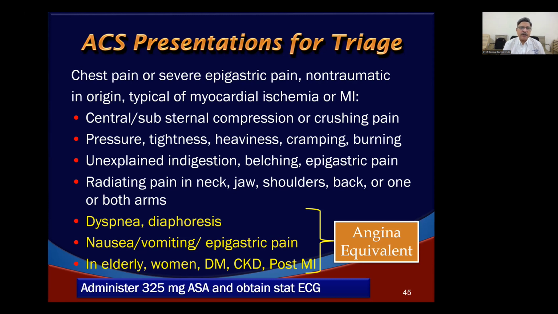Dyspnea, diaphoresis, nausea, vomiting, epigastric pain. In the elderly, in women, diabetics, CKD, post-MI, angina equivalents will be there. Here are short notes for you on angina equivalents. What are angina equivalents? Dyspnea, unexplained sweating, nausea, vomiting, upper abdominal symptoms, particularly in the elderly, women, diabetics, CKD, post-MI.